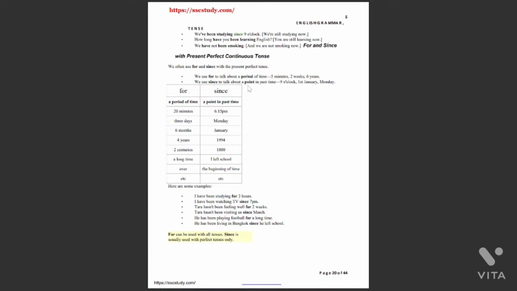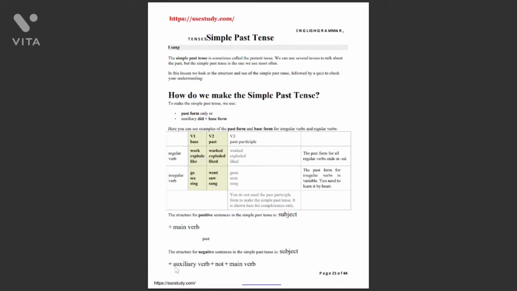With the present perfect continuous tense, as I already said, we also use for and since. We use for to talk about a period of time, and since for a point in the past. For example, they have been studying for 3 hours, I have been watching TV since 7 p.m. For can be used with all the tenses, but since is usually used with the perfect tenses only.